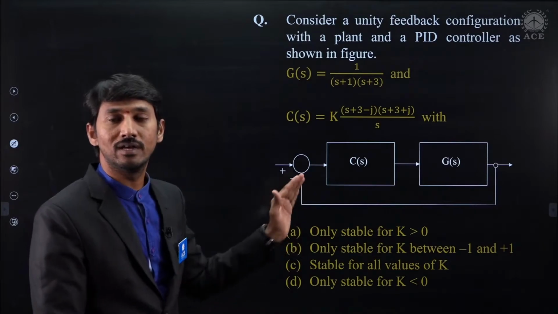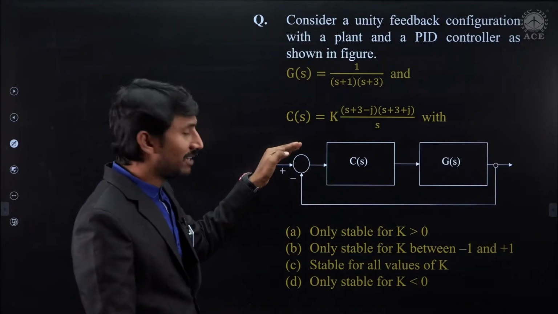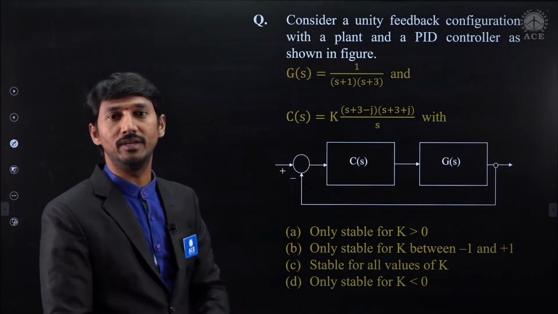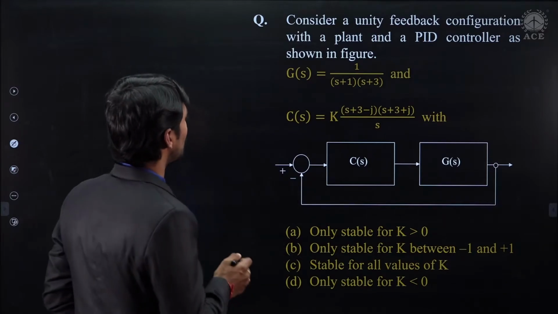We need to find out the value of K for a stable system. So we need to find out at which value of K the system will be stable. So let us solve this.